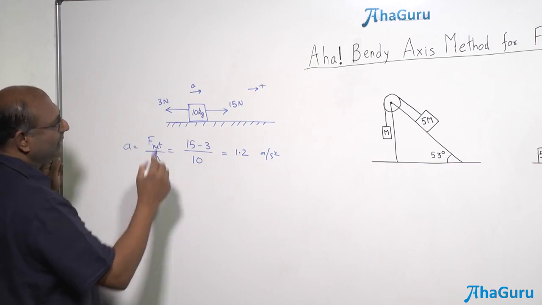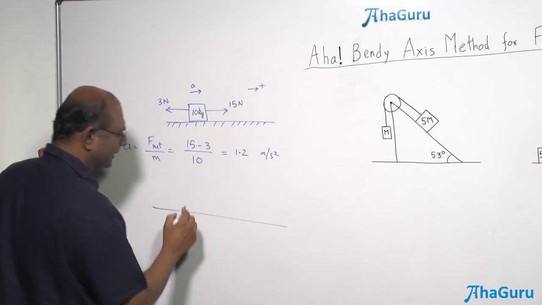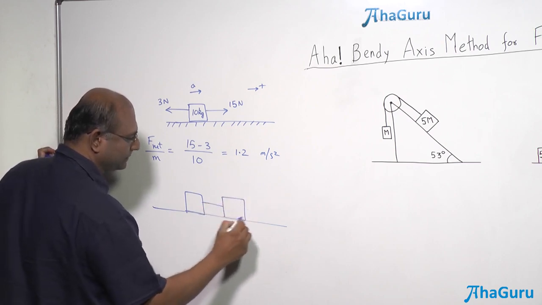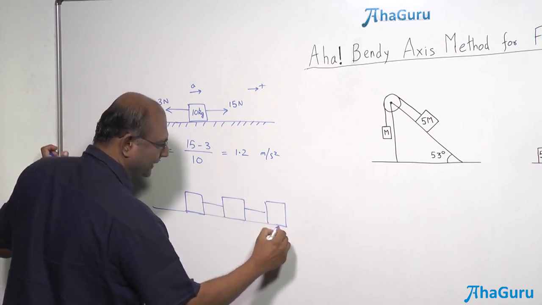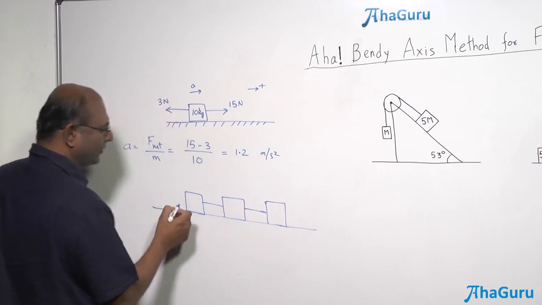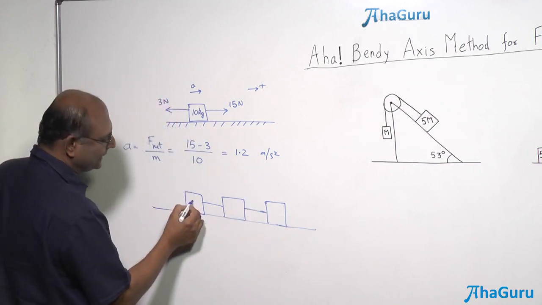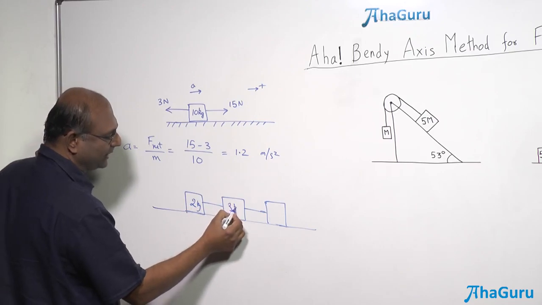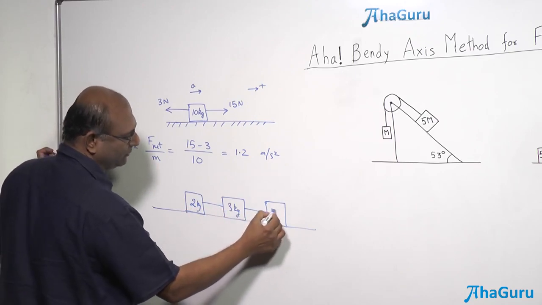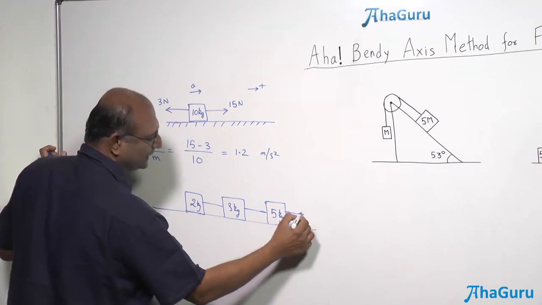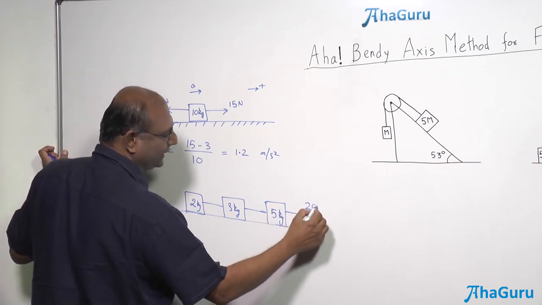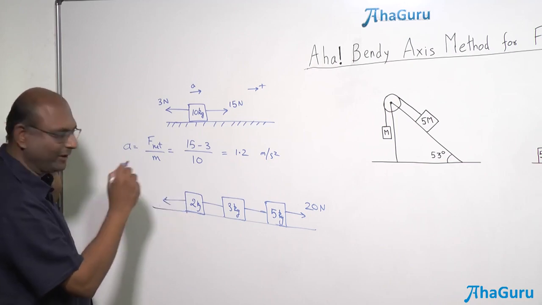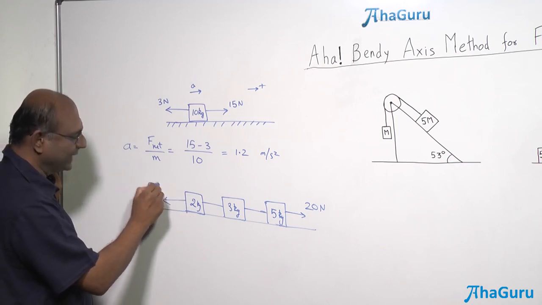How will you solve it if you had, instead of one block, 3 blocks that were connected? Now the question becomes a little bit more tricky, because what do you do? So let's say this was a 2 kg block, this was a 3 kg block, and this was a 5 kg block. Now I'm exerting a force of, let us say, 20 newtons in this direction, and a force of 5 newtons in this direction.